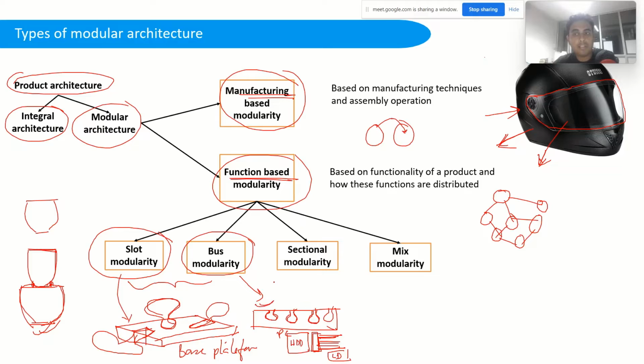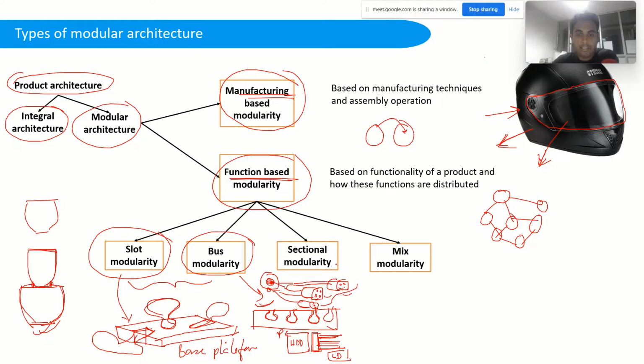Similarly, in a bike assembly, the headlight connectors have these four pins, and there are multiple of those connectors. For example, for DRL there is one, and for main central, low beam, and high beam you have different ones, but all of them use a similar shape of slots. So this is again bus modularity.